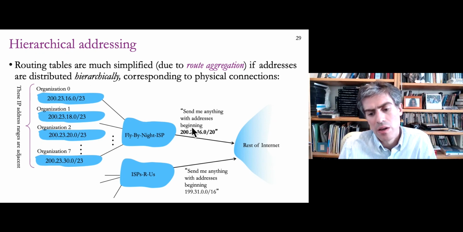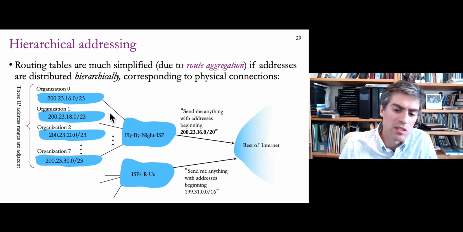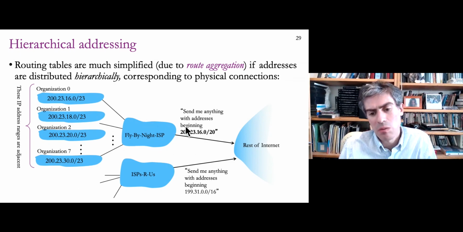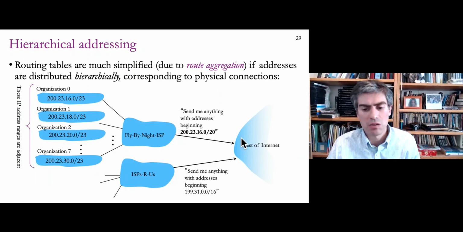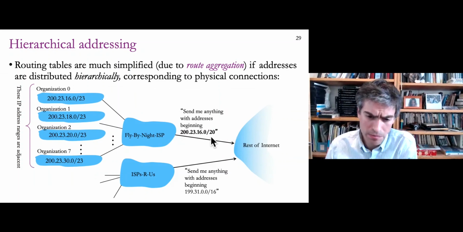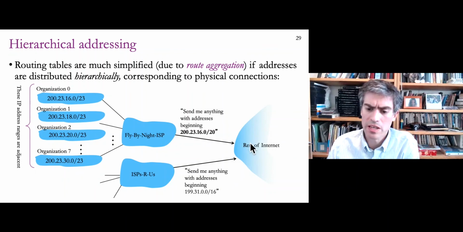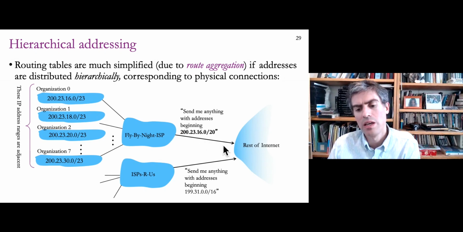Since these are all nearby, instead of having 8 different rules saying that these 8 different blocks of addresses should be sent to fly-by-night ISP, these can be combined together into a bigger rule that contains all of them and just them. What I'm showing here are advertisements, which we'll talk about in the next chapter, but these advertisements are related to the rules. You can think of these as rules for now. There can be a rule, accepted by the rest of the internet, saying that traffic destined for this /20 block should be sent along this one link. Just one rule instead of 8 different rules. Okay.